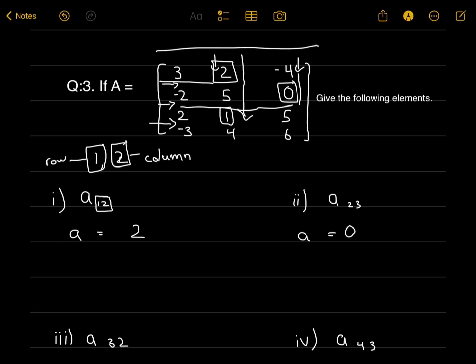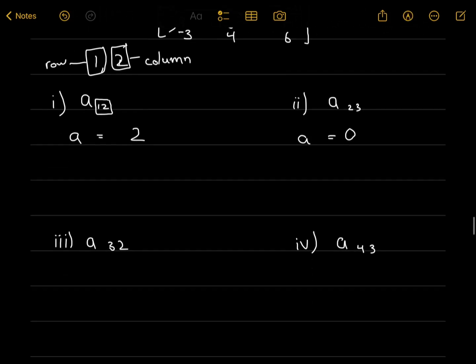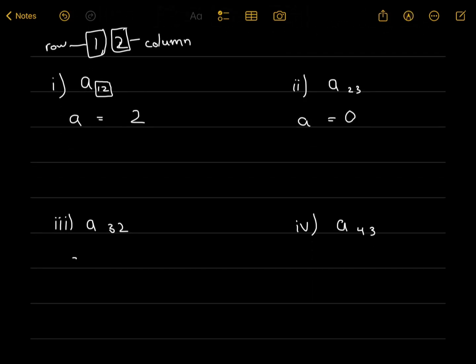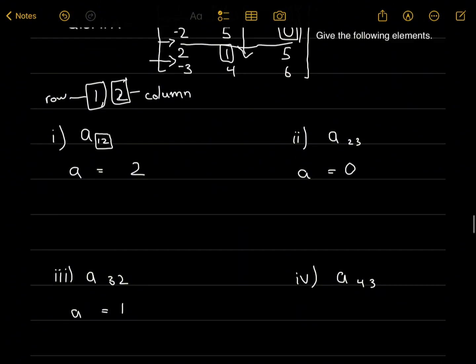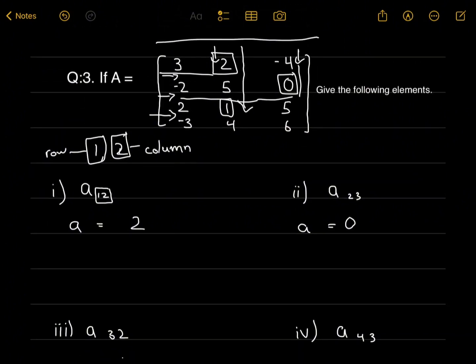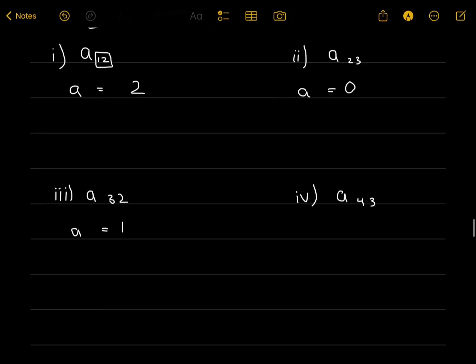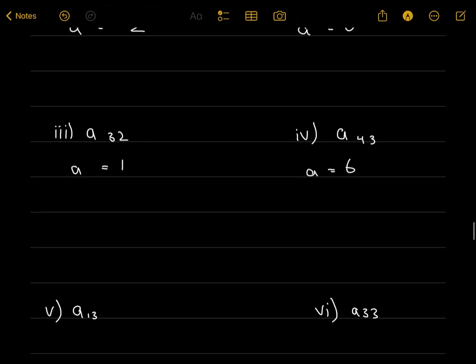So it's 1. So A32 is 1. Moving to part 4, it's A43, fourth row and third column. These are the rows, this is the fourth row and third column. So this and this, 6. A43 is equal to 6.